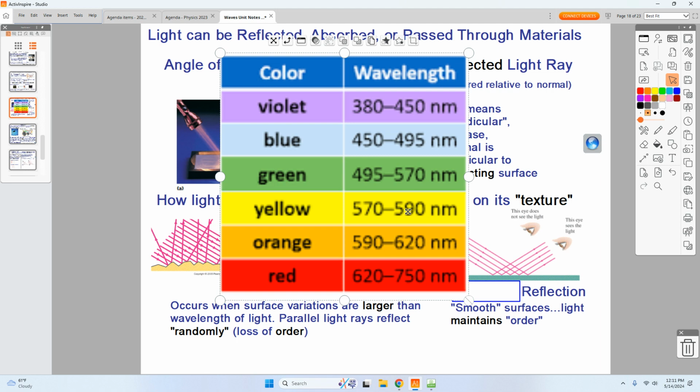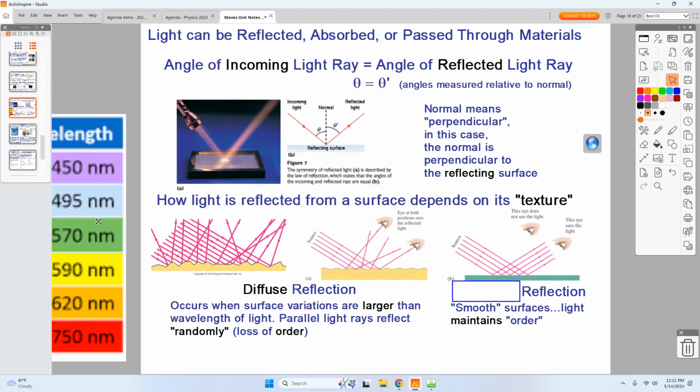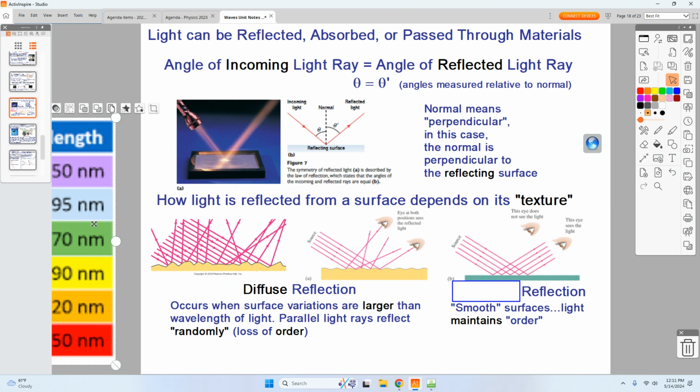Violet is the shortest wavelength, highest frequency. It goes all the way down to 380 nanometers. So very small wavelengths, much smaller than sound. If we think about sound, the audible sound range varies from about 1.7 centimeters to 17 meters in length. So these light wavelengths are very, very tiny.